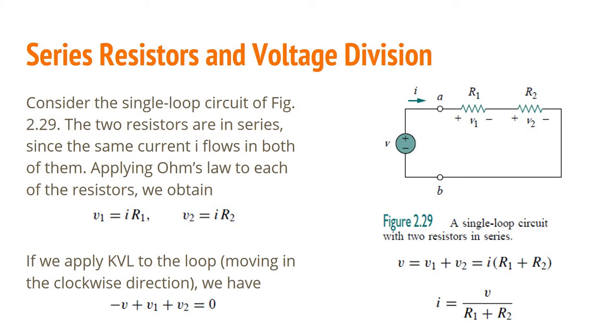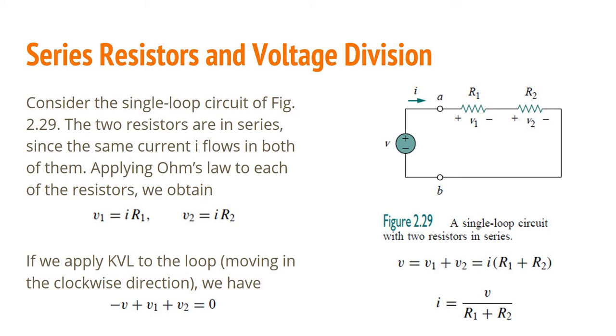If we apply KVL to the loop, moving in the clockwise direction, we have negative V, which is the source, plus V sub 1 plus V sub 2 equal to 0. And then, continuing on the right side, the voltage source is equal to V sub 1 plus V sub 2 equal to current times the total resistance. So, total resistance will be R1 plus R2, okay, since the resistors are in series.